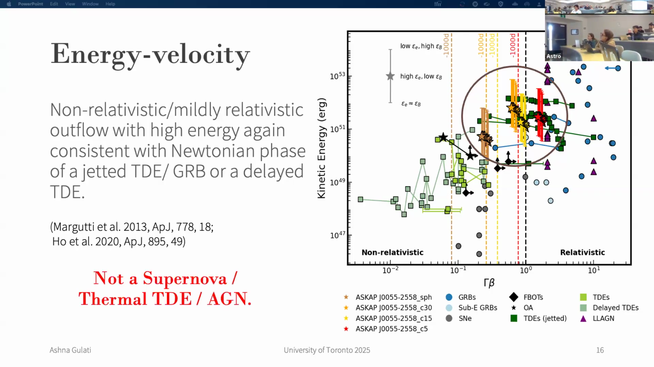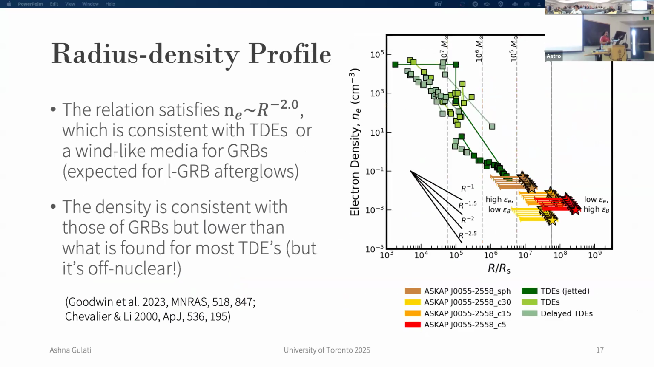And again, looking at this, it is quite inconsistent with a supernova, a thermal TDE, or even AGN, which is just these purple triangles. And again, from an independent analysis, it is pointing towards being in the mildly relativistic, non-relativistic outflow with high energy, very consistent with the Newtonian phase of a jetted TDE or GRB, or even a delayed TDE.